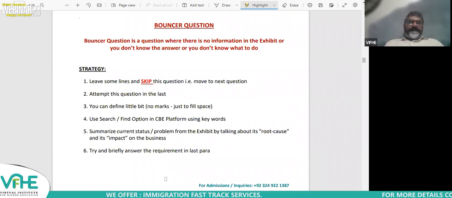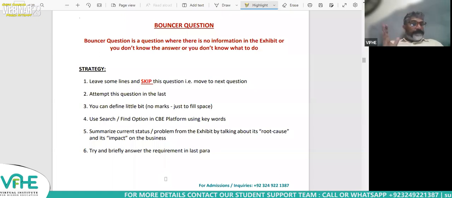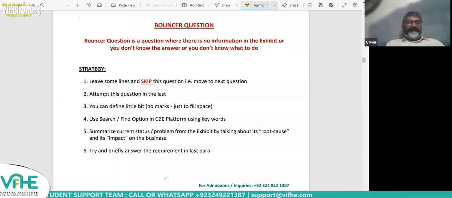A bouncer question is expected, so do not panic. And Akshi is absolutely right. A bouncer question may also be a time trap question. What do you think? A bouncer question may be a time trap as well. And the examiner deliberately puts a bouncer question.